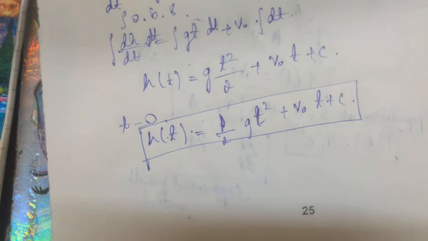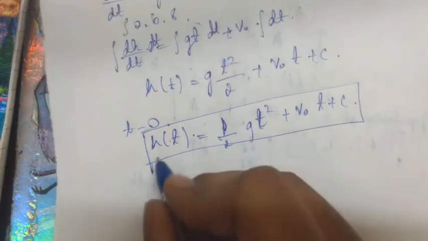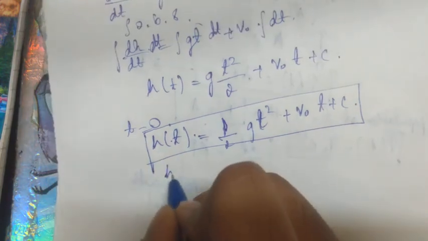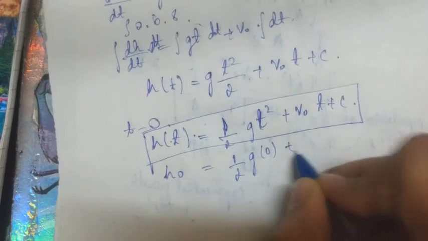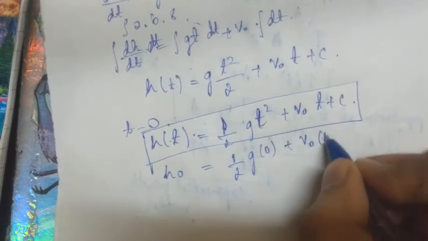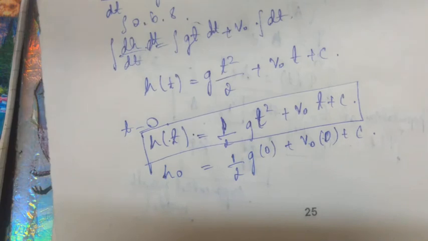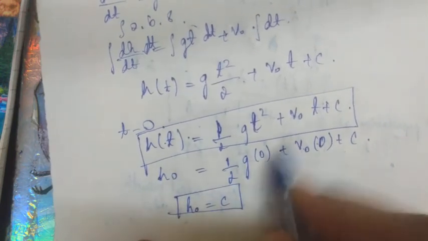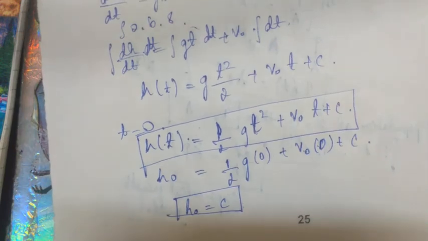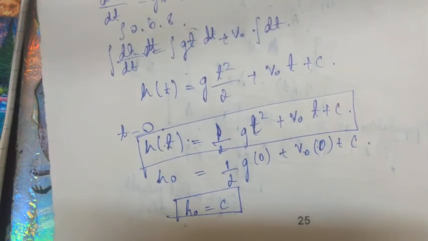So when we substitute the initial condition t is equal to 0 in this solution, we get h naught is equal to one half g of 0 plus v naught into 0 plus c. If we write it down, we get h naught is equal to c. This becomes 0, this becomes 0. The only thing which is there is c.